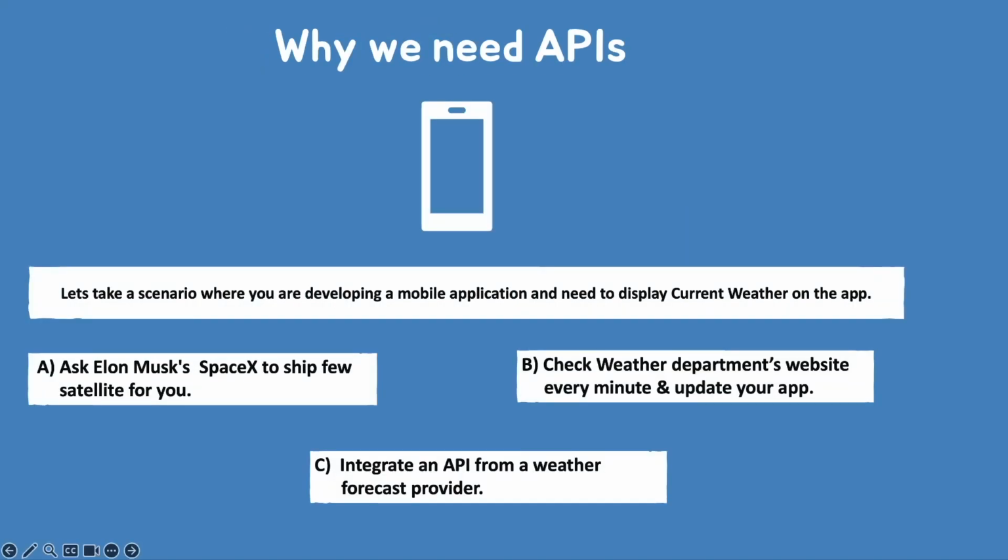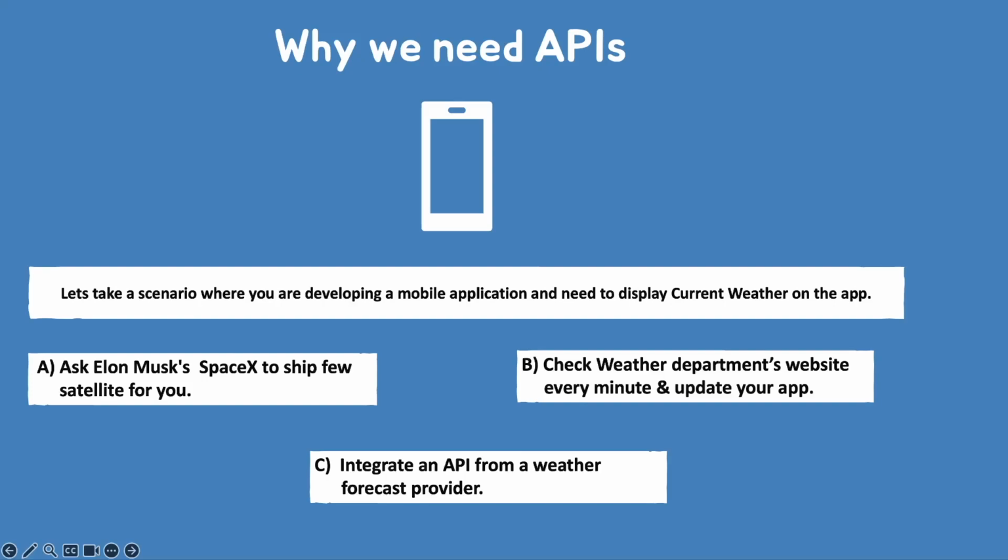Let's take a scenario where you are developing a mobile application and need to display current weather on the app. So you have multiple options here. For example, you can ask Elon Musk's SpaceX to ship a few satellites for you, tracking the weather and informing you. And the second option is to check the weather department's website every minute and manually update your app. So you have to be up 24 by 7 for it.